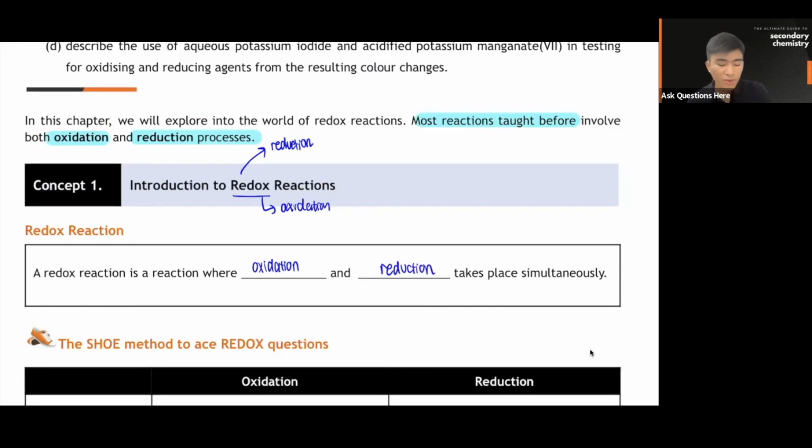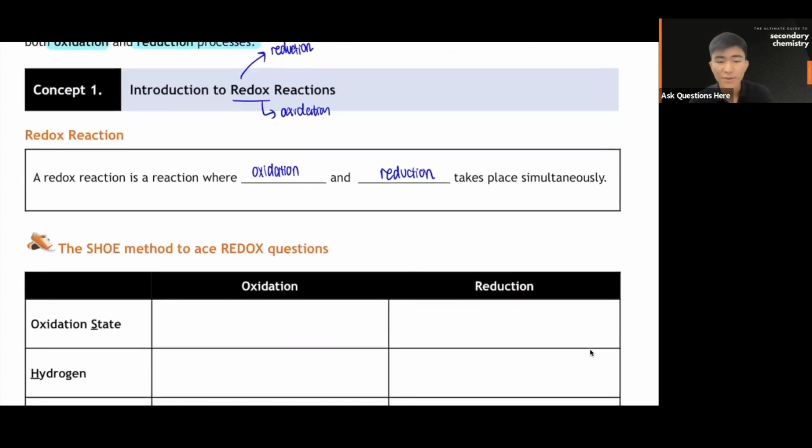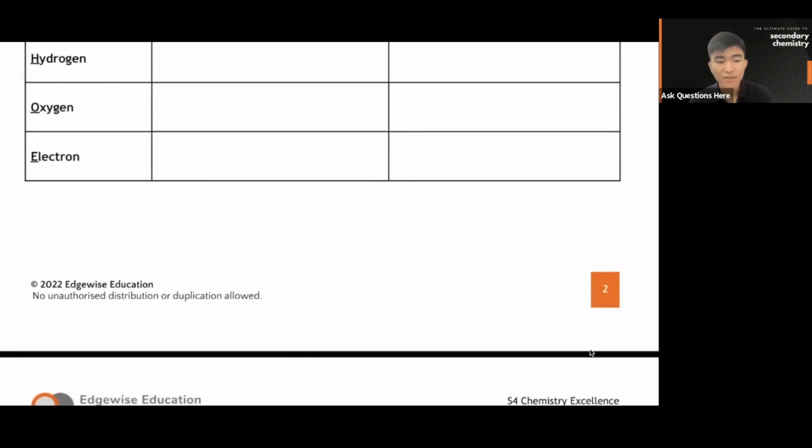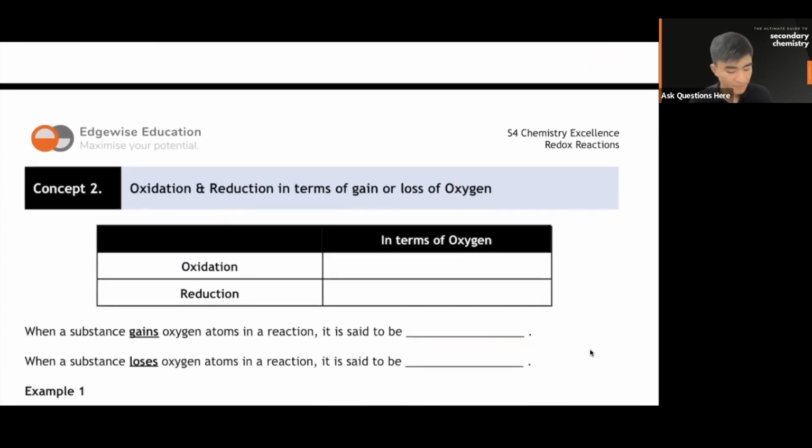Okay, so it turns out some reactions can be classified as an oxidation reaction, and some reactions can actually be classified as a reduction reaction. And let's learn the method to help us deduce what kind of reaction it is. So let's skip the shoe method. I'm going to teach it to you later. Let's go down to page number 3.